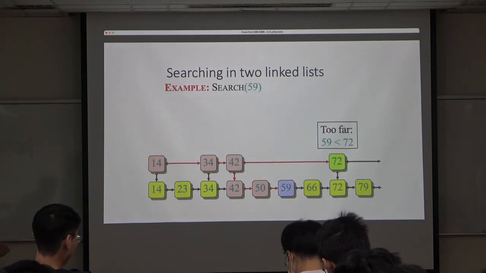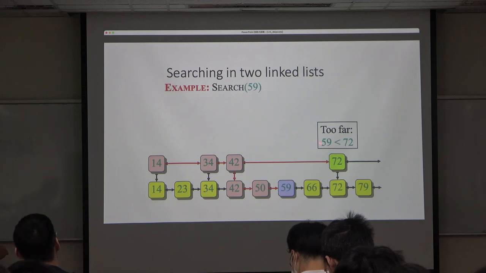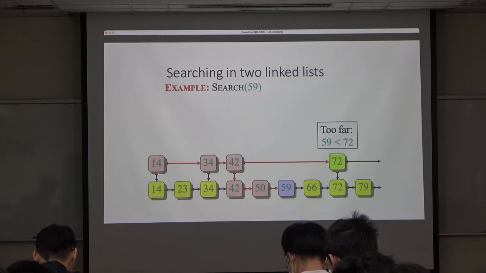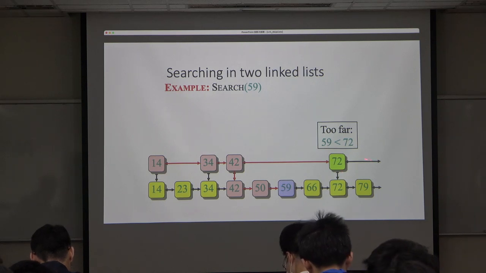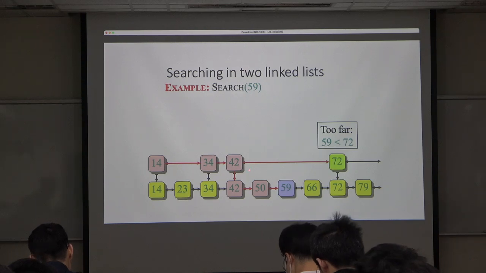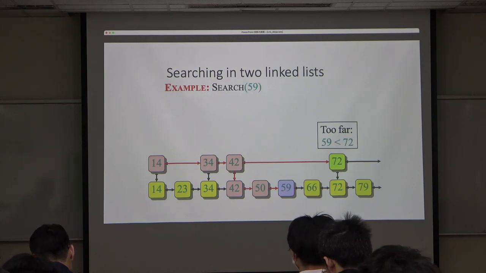This example is given 59. So we go this way, this way, this way. And the next one is 72. It's bigger than 59, so we go down. So 42, 50, 59, and we found it. It's very straightforward.